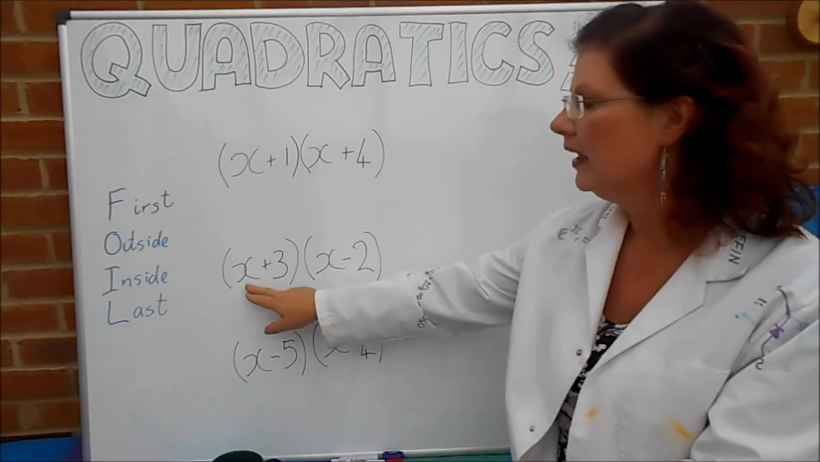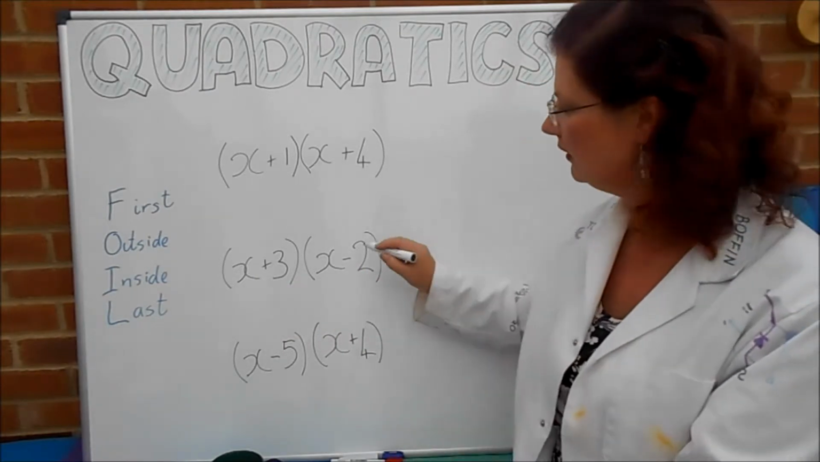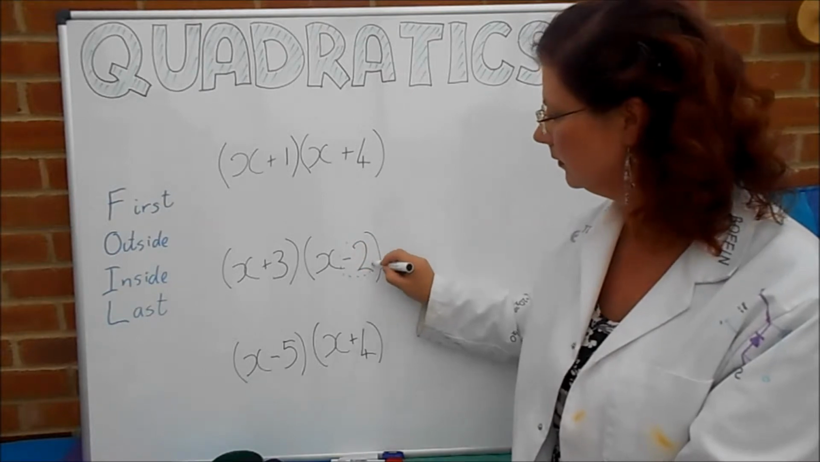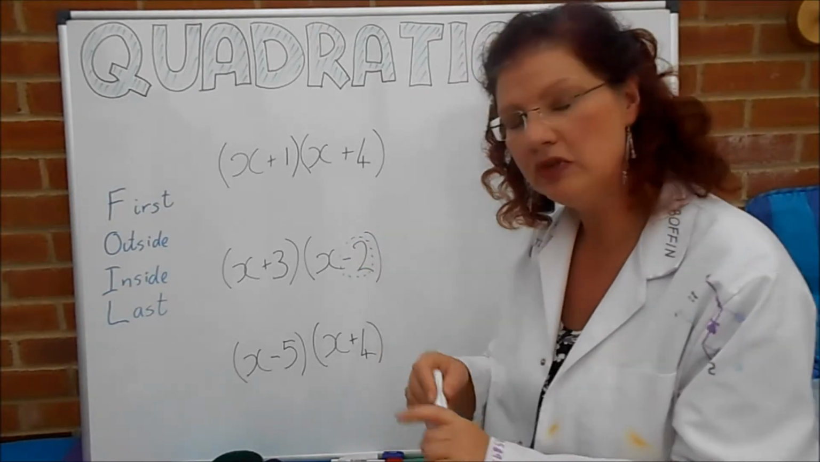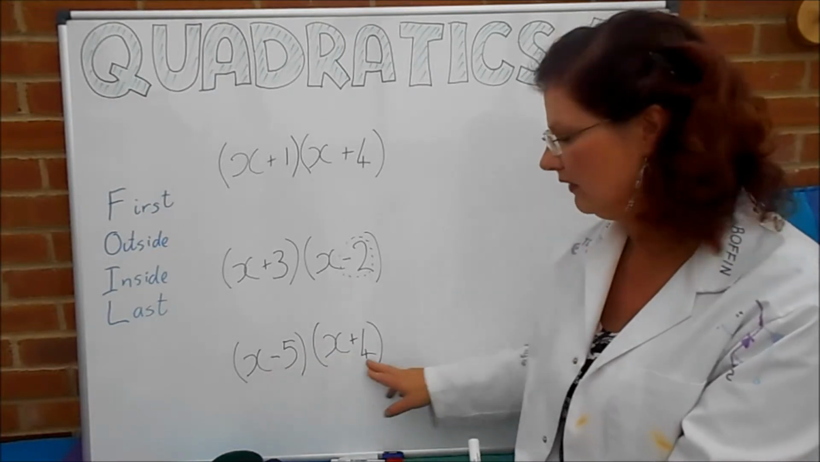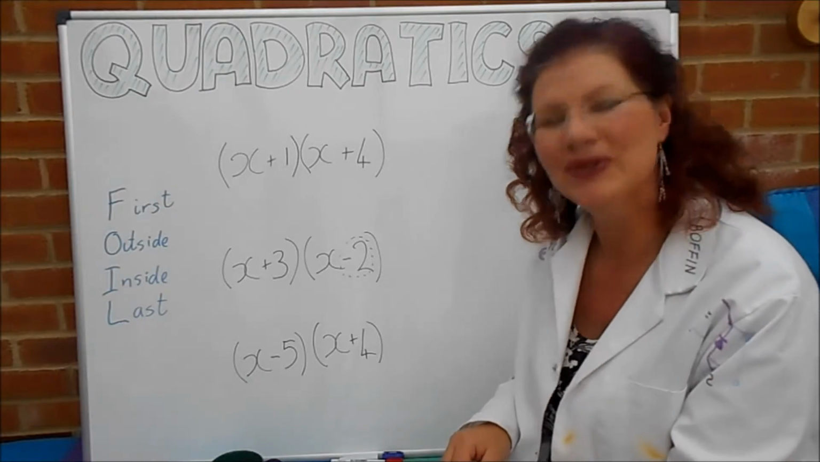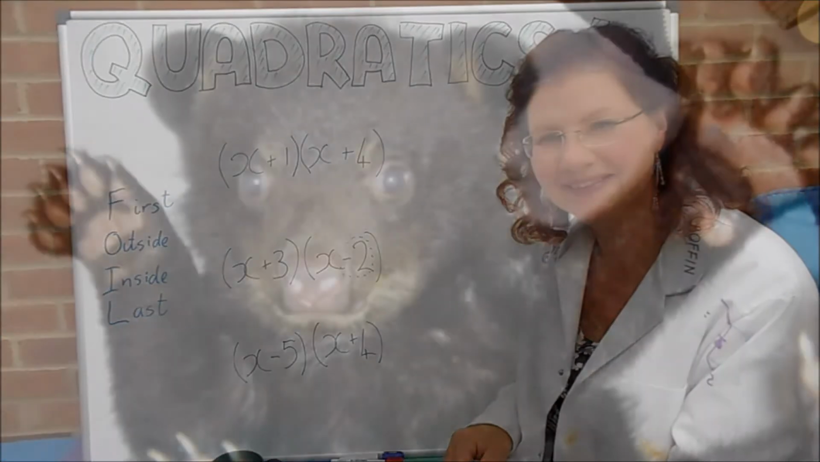Same here. An x plus 3 and an x minus 2. Remember that that negative kind of sticks with the 2. So you're going to get some terms that are takeaways. And down here, again, we've got a negative in one bracket. So have a go with those. Your turn to see what you can do. Pause the video and have a go at those now.